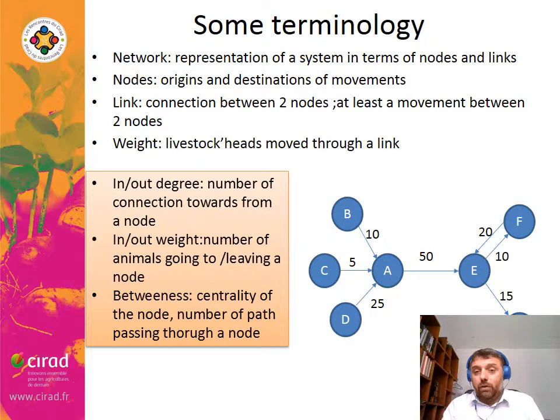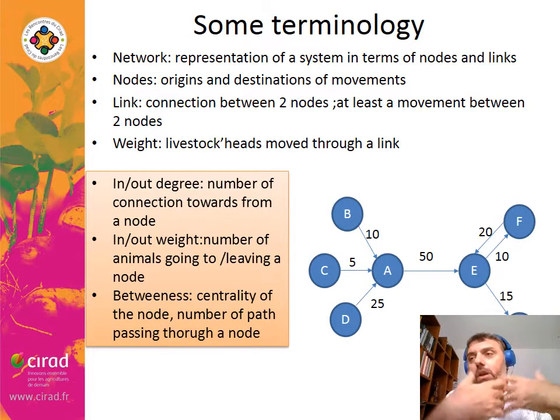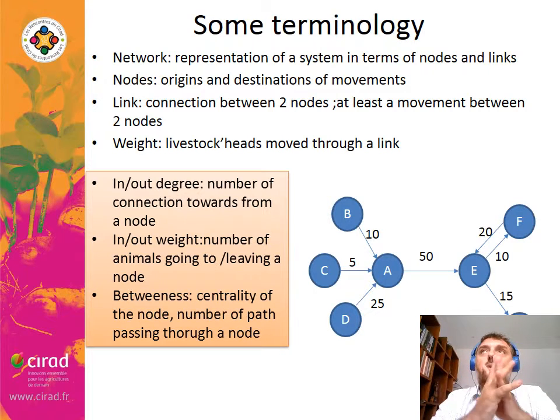Like in this case, for example, we can think A is Dakar and E is Nouakchott, and there is a movement of animals between the two, but there is no direct connection between nodes B and F or B and C. Now, we indicate with weight the number of animals that are moved between an origin and destination over a certain link.